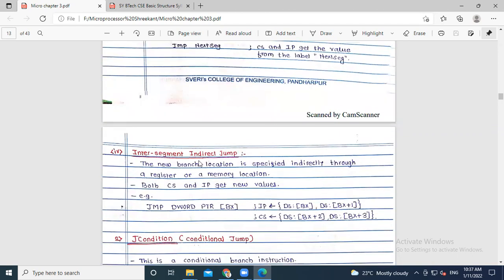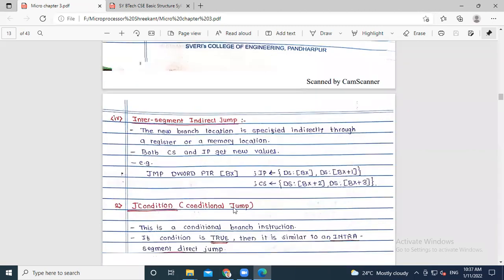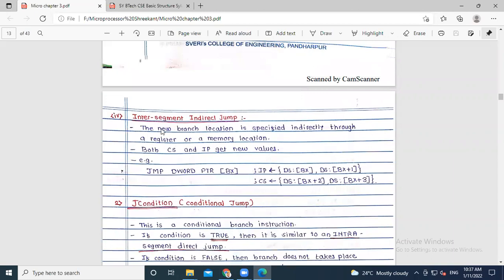Okay. And in the inter-segment indirect jump, the new branch location is specified indirectly through a register or a memory location, and both the code segment and instruction pointer get new values. For that, JMP DWORD PTR BX. D means what? Data word. So BX and BX+1 get transferred to the instruction pointer, or if it is a data segment, to the code segment. So these are all four: inter-segment and intra-segment, direct jumps and indirect jumps.